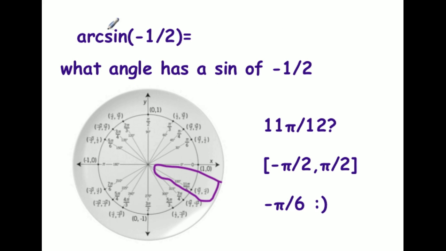So let's look at this question. Arc sine of negative 1/2. So it's basically asking me what angle has a sine of negative 1/2. And if you look on your unit circle, you'd tell me, oh, that angle is 11 pi over 6. But is that the correct answer? No, because it has to be between negative pi over 2 and pi over 2. So the correct answer would be just the angle in the negative direction, right? The angle in the negative direction. So that would be negative pi over 6. So the only answers we can get are positive angles to pi over 2 and negative angles to negative pi over 2.